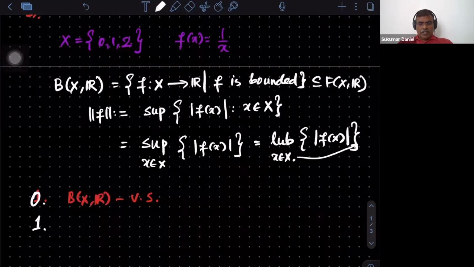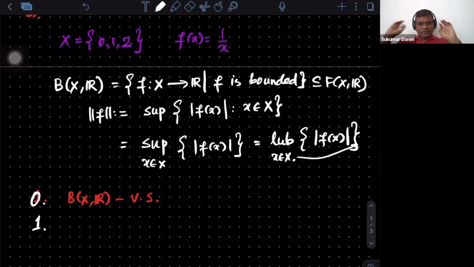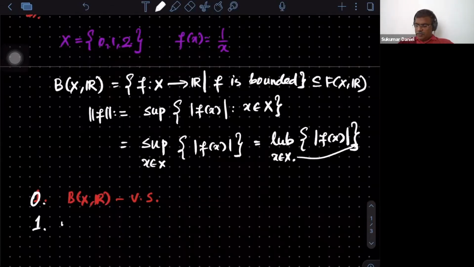Can you check it is non-negative? I want you to be a little faster now. Say yes or no. Good. So this is fine. So it is non-negative. Definiteness?